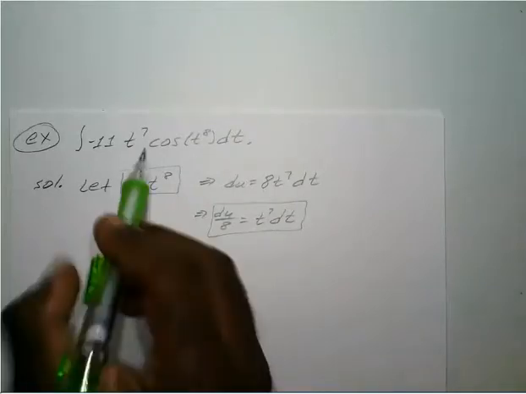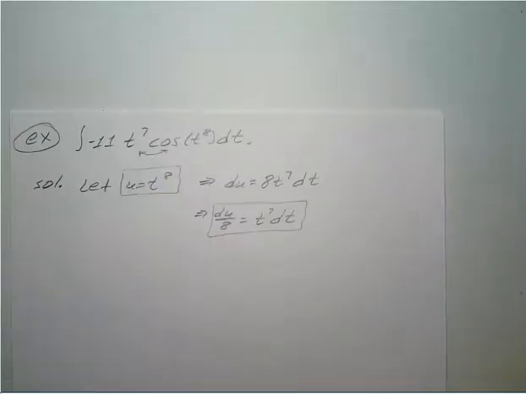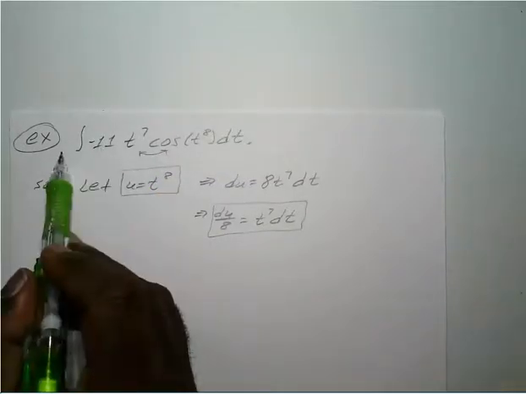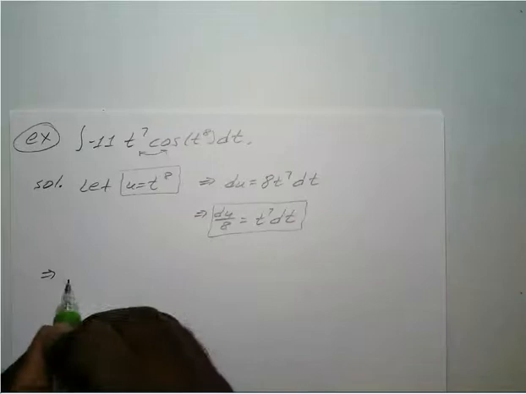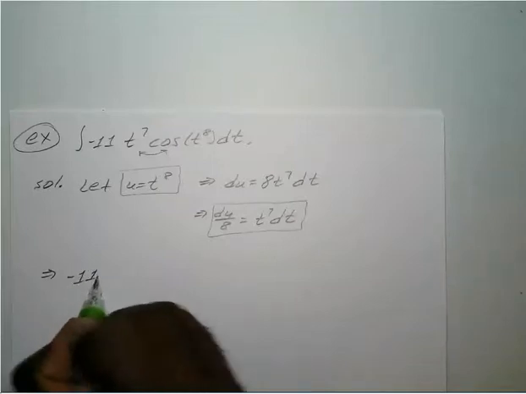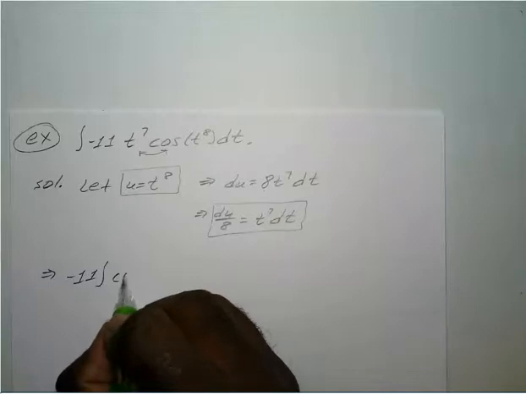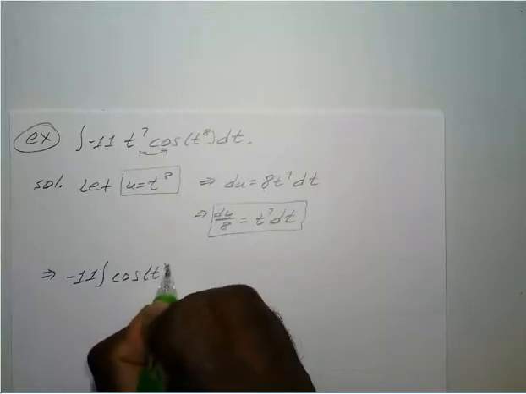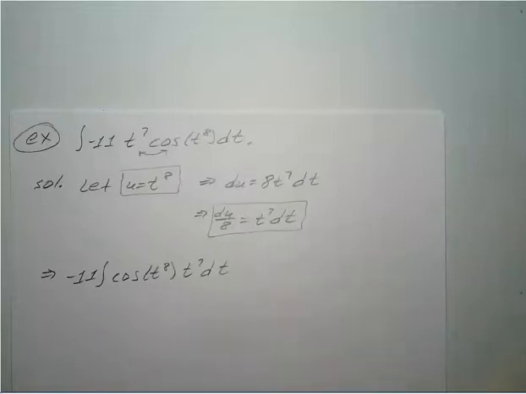Just for convenience, we're going to switch those two around. We're going to bring our negative 11 to the outside because we really don't need it when we're doing all of our calculating. So I'm going to go ahead and rewrite that: negative 11 outside, the integral of cosine t to the 8th times t to the 7th with respect to t.